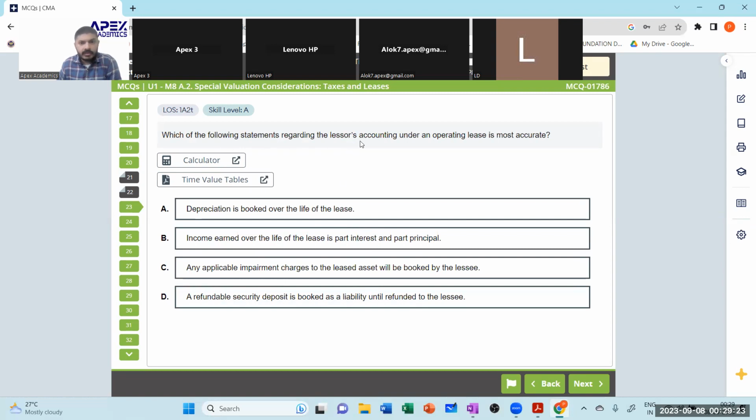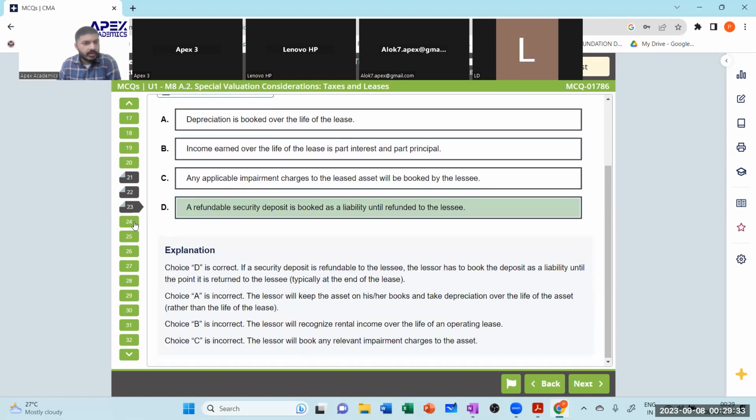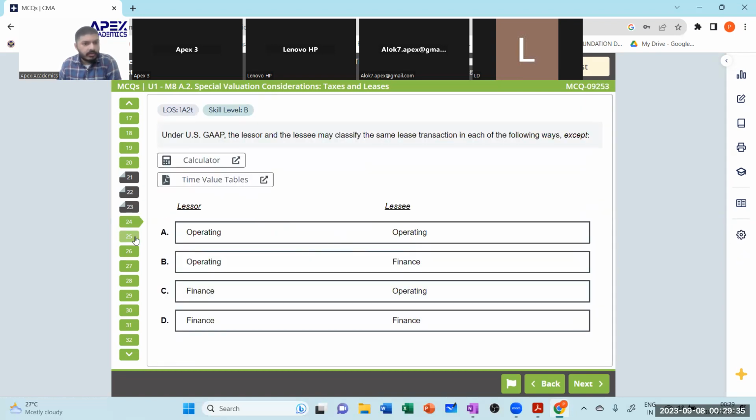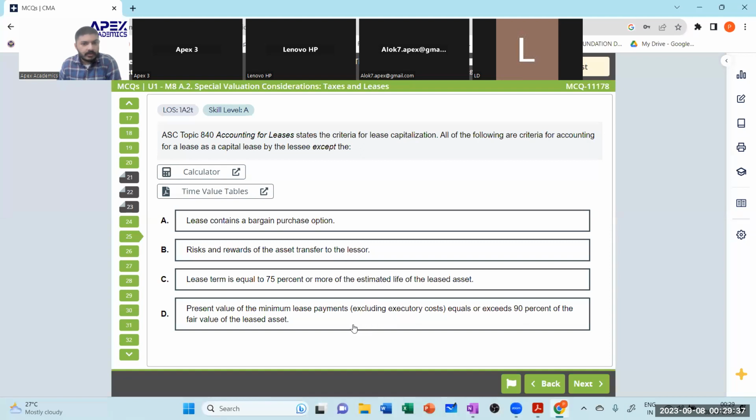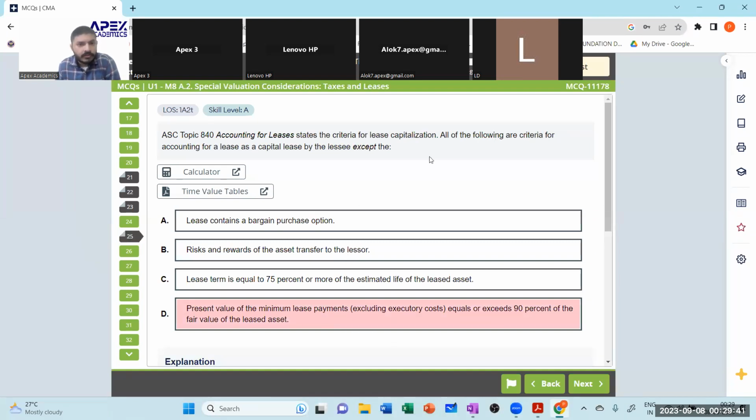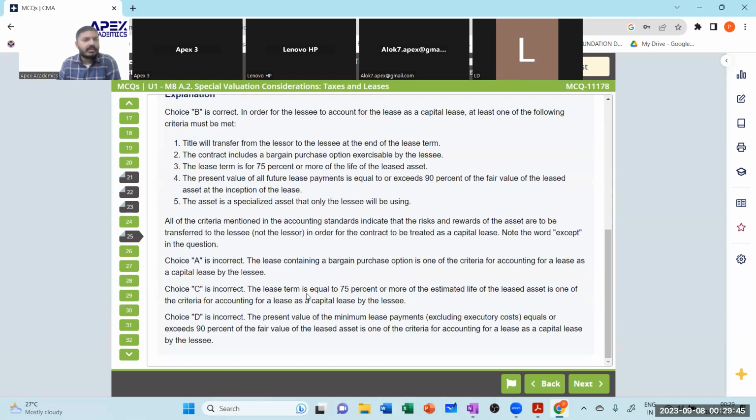Which of the following statements regarding the lessor's accounting under an operating lease is more accurate? A security deposit is booked. 24. Ignore 25. This should be. Sorry, what is this? All of the criteria except. Okay, this is except. Now here, this is what we have to see. Everybody pay attention to this. This is what I was looking for.